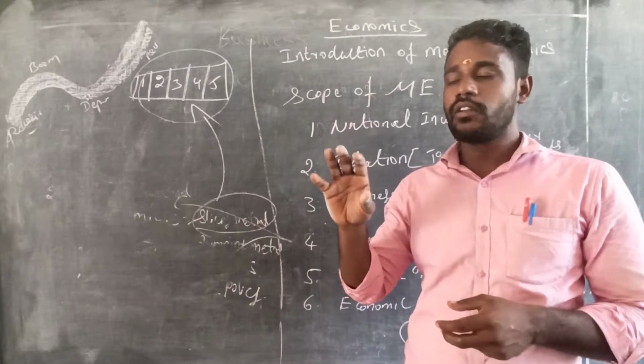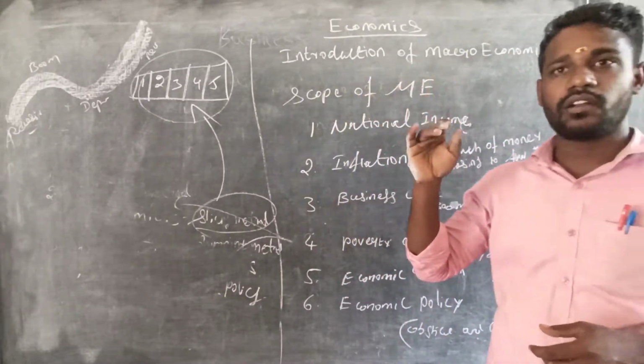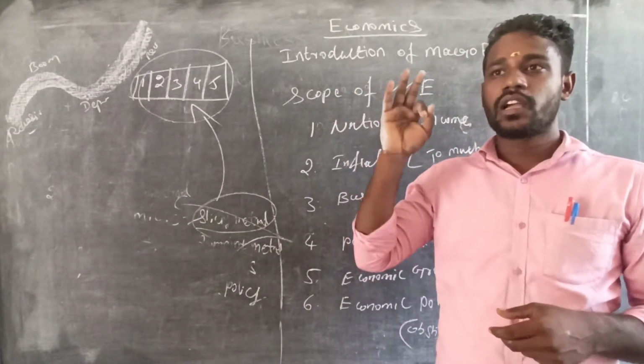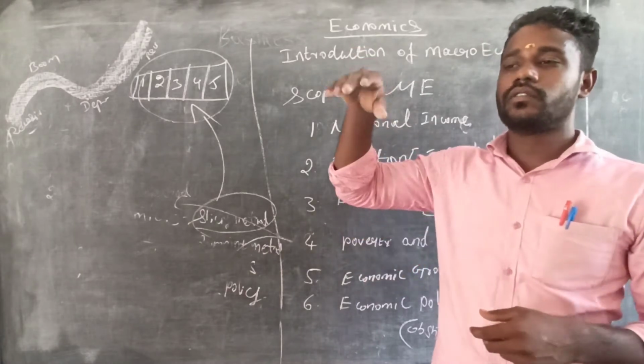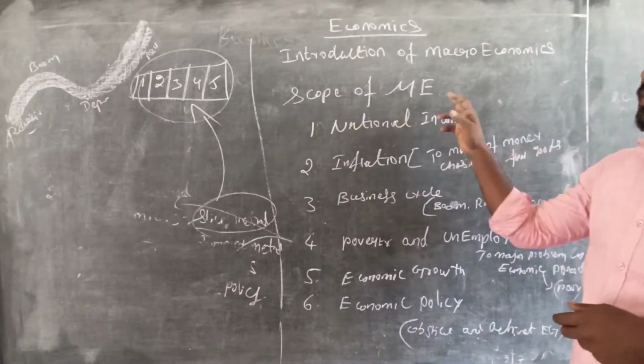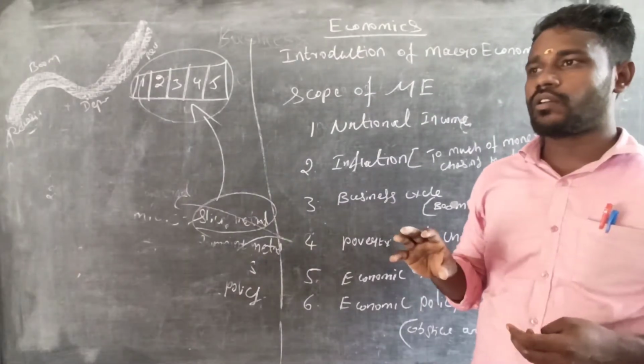These are all the important points of the first chapter. The questions are for 2 marks, 3 marks, and 5 marks, compulsory questions. Today we talk about the scope of macroeconomics. What do you mean by macroeconomics? Macro means large.